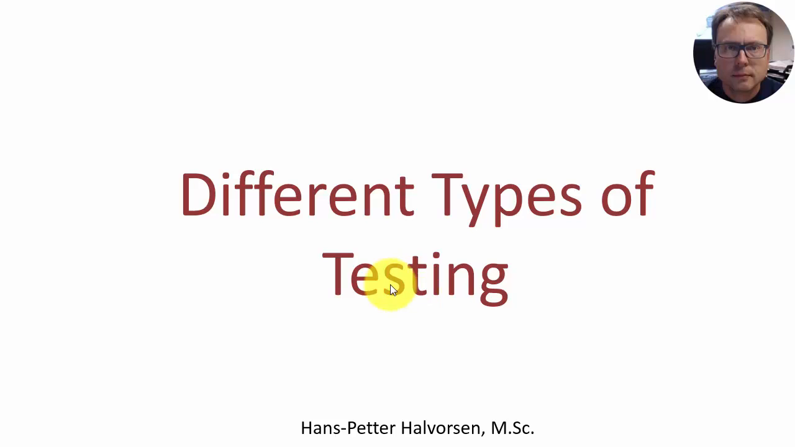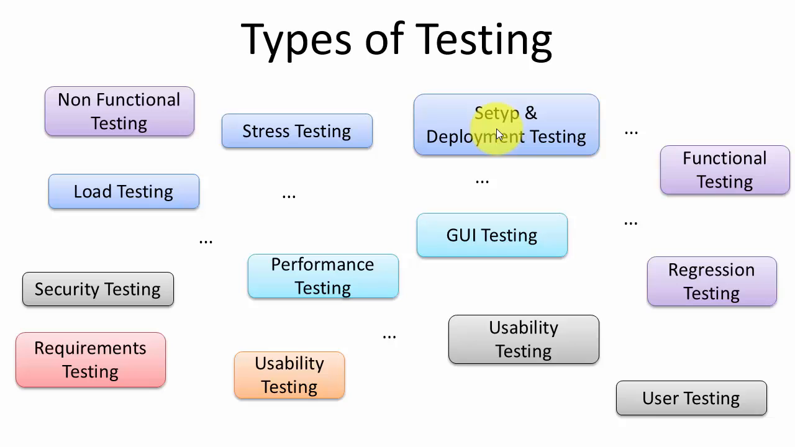Next, we will talk about different types of testing. So we have lots of different types of testing. Here are just some examples: non-functional testing, stress testing, setup and deployment testing, functional testing, load testing, security testing, requirements testing, performance testing, graphical user interface testing, usability testing, regression testing, etc. All these types of testing are important to have in mind when you are going to test your program.